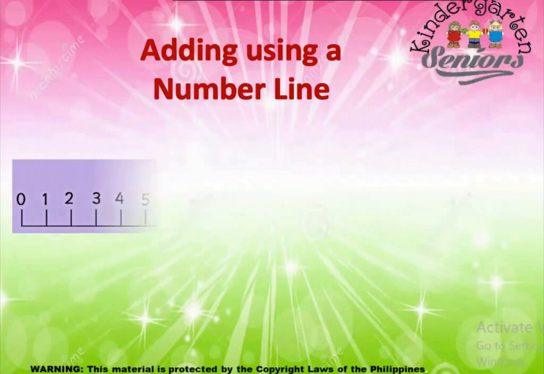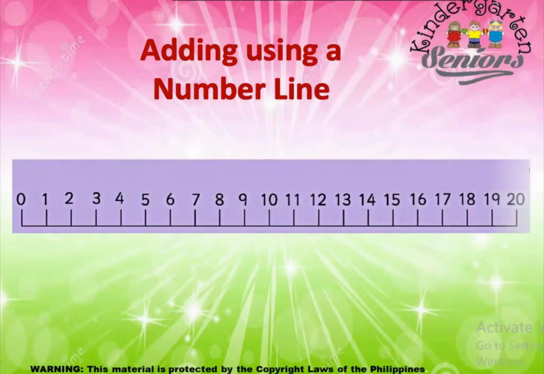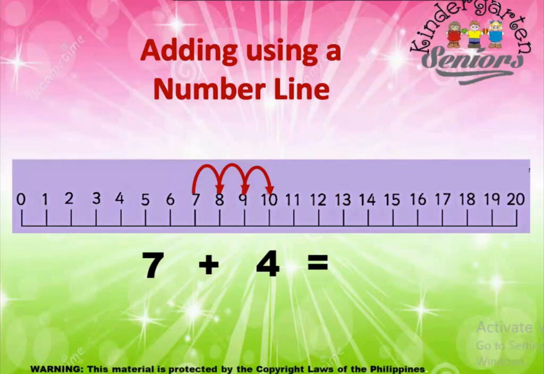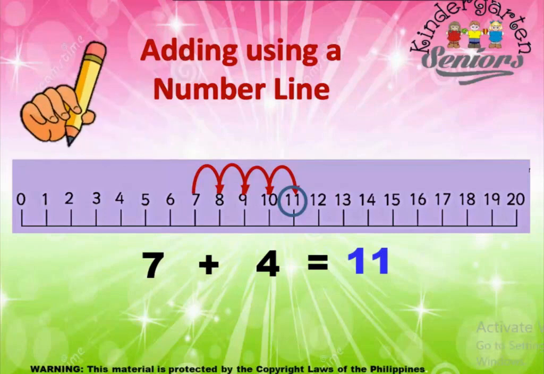Next, we still have our number line. Now, let's have 7 plus 4. What is this equal to? Which means we will start with 7. Then we will skip 4. So 7, it's there. So 1, 2, 3, 4. Where did I stop? 11. So that means 7 plus 4 is equal to 11. Easy? Alright. Copy.